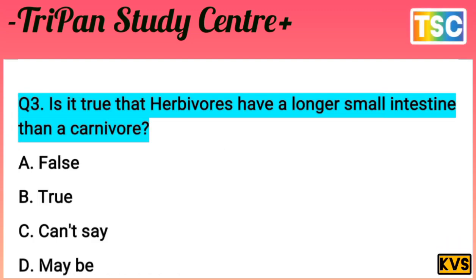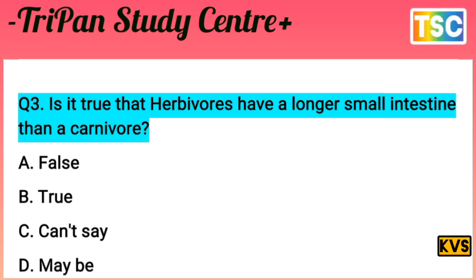Is it true that herbivores have a longer small intestine than carnivores? Is the question clear? A, false. B, true. C, cannot say. D, maybe. This question is very interesting. But the answer is true. Herbivores have a longer small intestine than carnivores. It is a true statement.